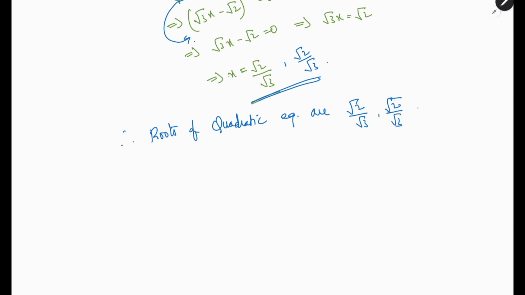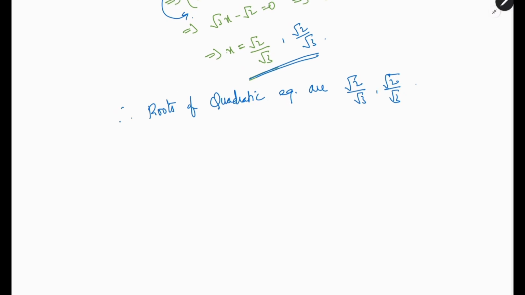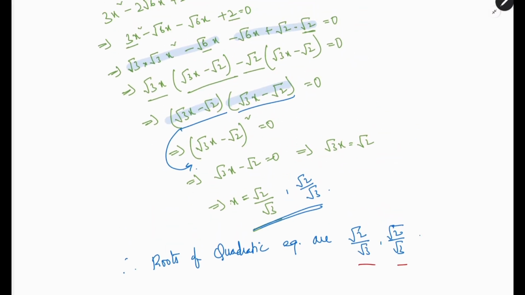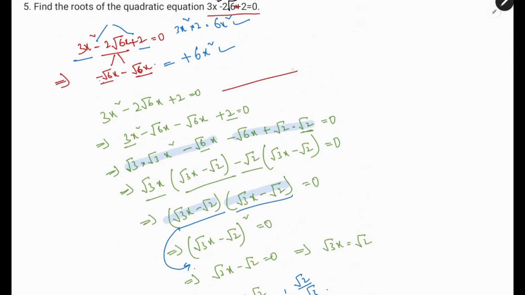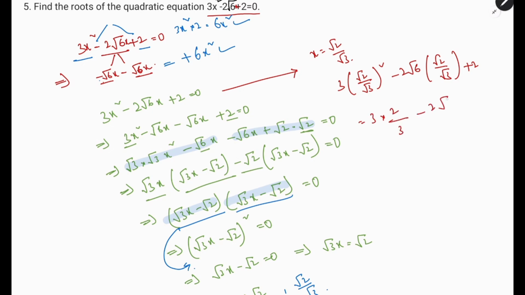Okay, we can verify this. We can verify if these roots are correct or not by substituting in this equation. Let us substitute x equal to what we got, root 2 by root 3. 3 into root 2 by root 3 whole square minus 2 root 6 into root 2 by root 3 plus 2. Here 3 into root 2 whole square is 2, root 3 whole square is 3, minus 2 root 6 into root 2 by root 3 plus 2.